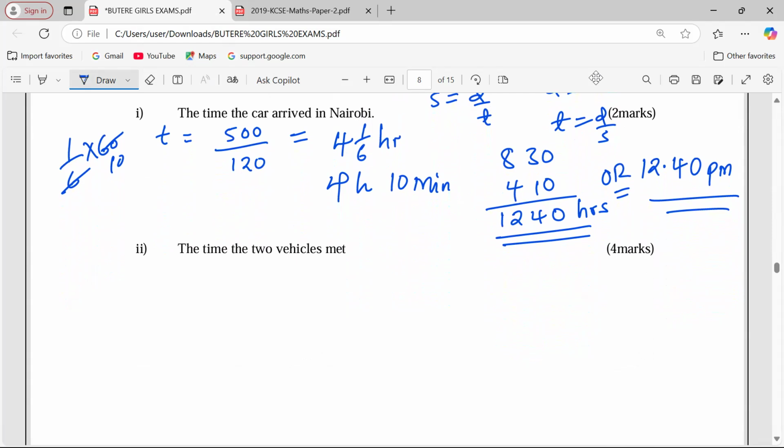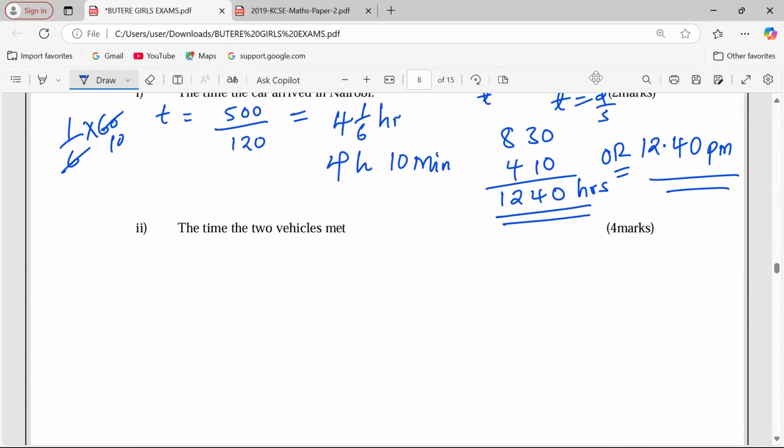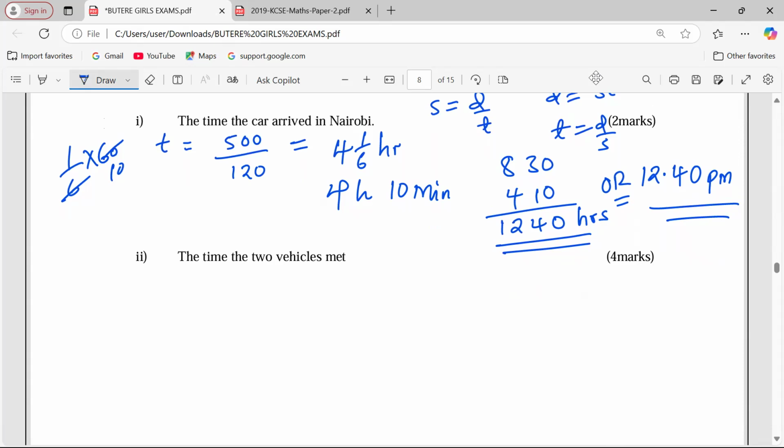This is relative speed, a subtopic on linear motion from Form 2 mathematics. Part 2: the time the two vehicles met. So when are the two vehicles going to meet? Remember, there is a distance of 500 between the two. Let me sketch the information. We are told that there is a total distance of 500 kilometers from Nairobi to Mombasa.